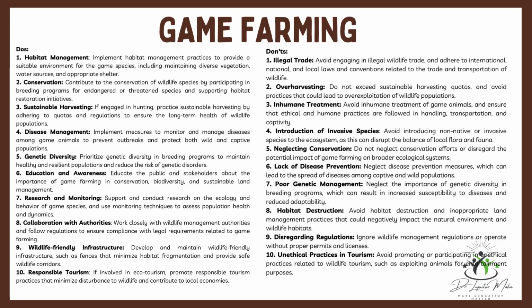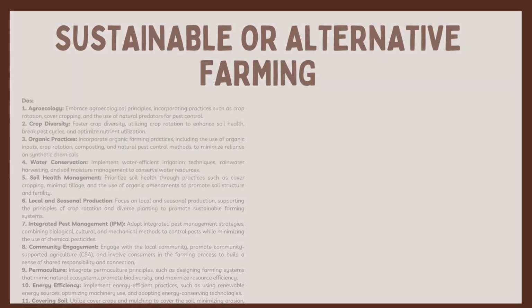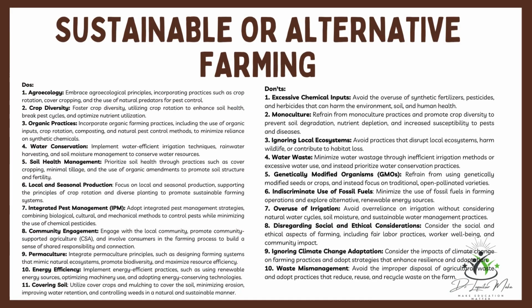Then we've got sustainable farming or alternative farming. Sustainable farming practices crop diversity, water conservation, soil health management, you name them. It does not use excessive chemical inputs, monoculture, water waste, GMOs, you name them.